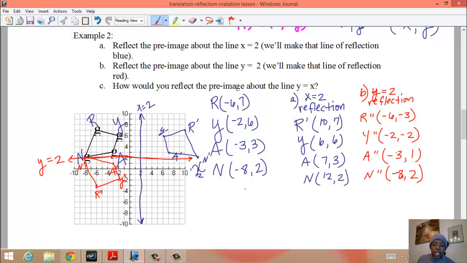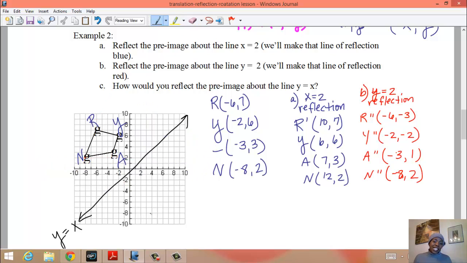For our last one, we're looking at how would we reflect the pre-image about the line y equals x. Y equals x is a diagonal line that rises through the origin. Okay, it's not the best line, but it'll do. Okay, so now it's time for us to reflect our pre-image with respect to y equals x. This time our points will be referred to as triple prime. We'll be using triple primes because this is the third image.